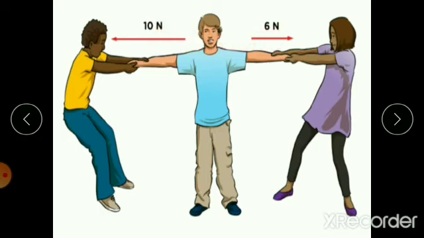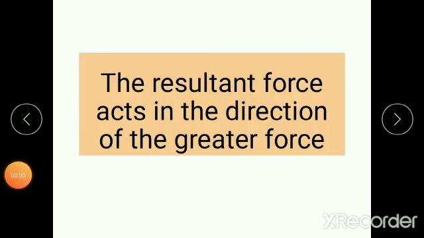It is 4 Newton. So understand, the resultant force is the total force applied on the body. So if it is in the same direction, the resultant force is obtained by adding the individual forces together. If it is in the opposite direction, you will find out the resultant force by finding the difference between the forces. Okay? And the resultant force acts in the direction of the greater force.